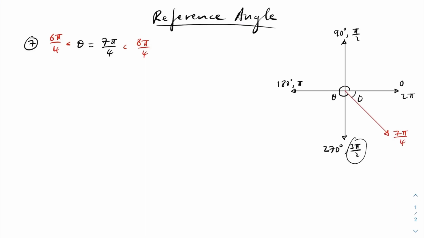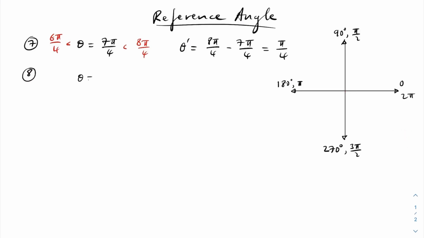And so in this case, our reference angle theta prime should be equal to, as a positive number, 2 pi minus 7 pi over 4. So that's going to give us 8 pi over 4 minus 7 pi over 4, which should be equal to pi over 4.